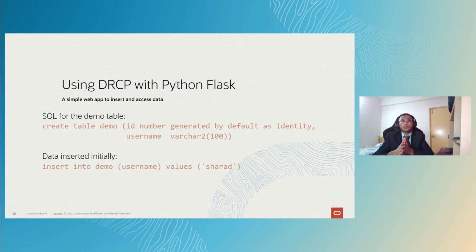So finally, we come to the section where we discuss an example using DRCP. For this, I have created a demo table with two columns. The first column is the ID, where the number is generated by default as and when rows are added. The second column is the username, and I have inserted one user called Sharad, which is my name.